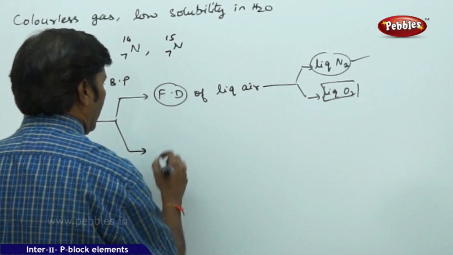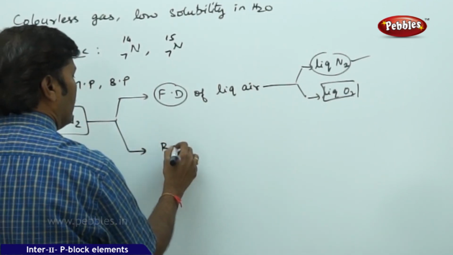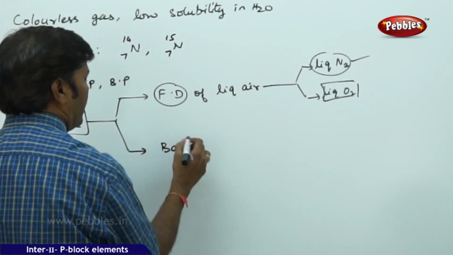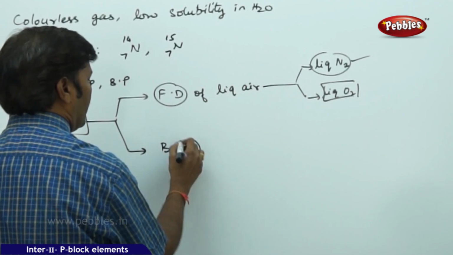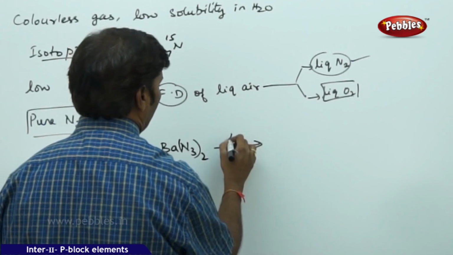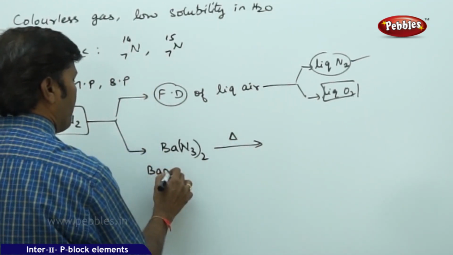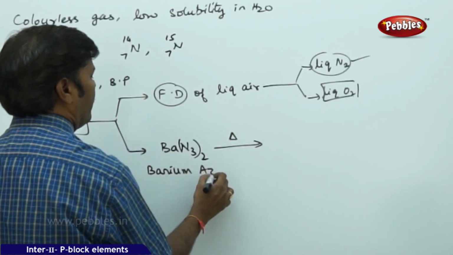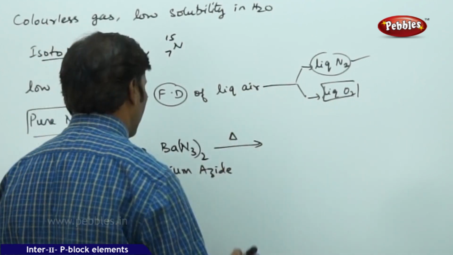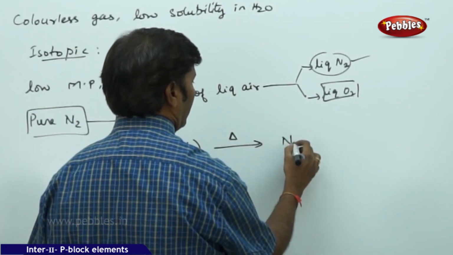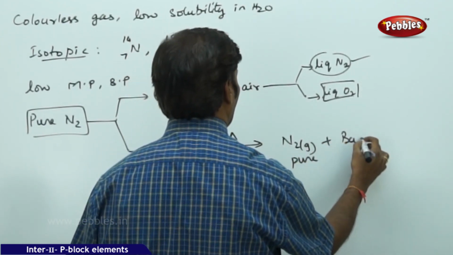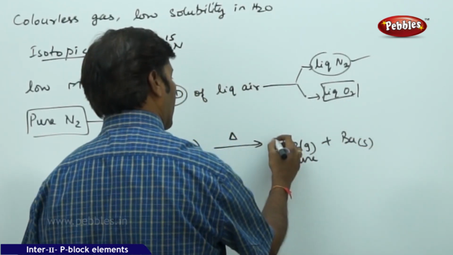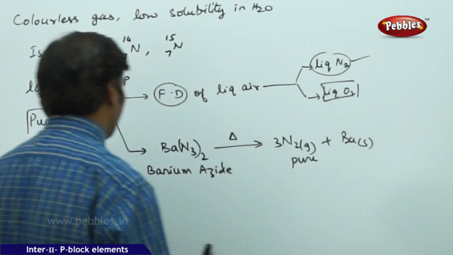Apart from this, you can prepare pure nitrogen by heating barium azide. Barium azide, if you take N3, means you can take Ba(N3)2. This is barium azide. If you just heat this barium azide, you get pure nitrogen gas, and you get barium solid. Balance the equation, take 3 over here, and yes, it's already balanced.